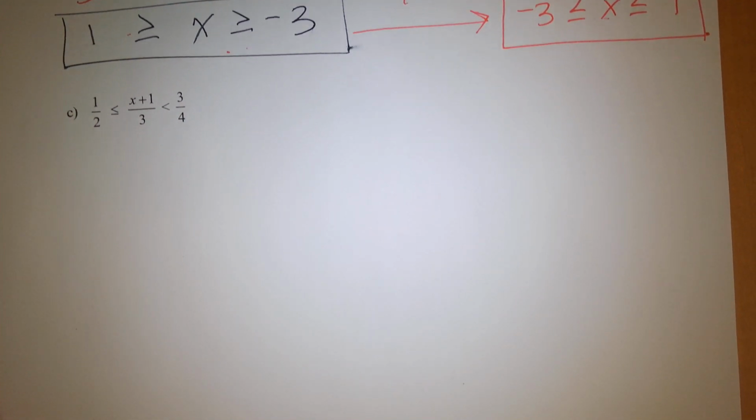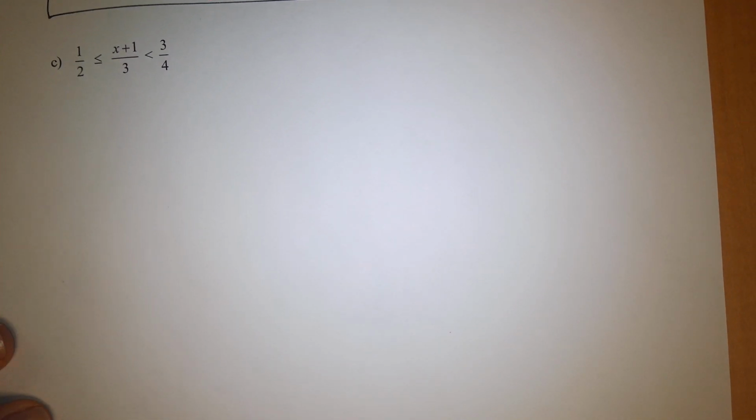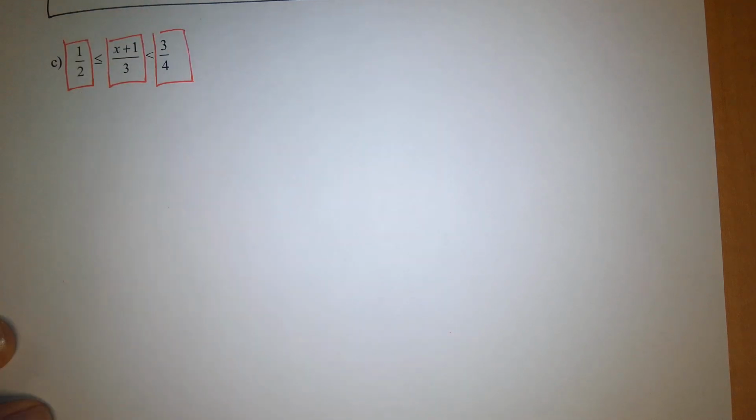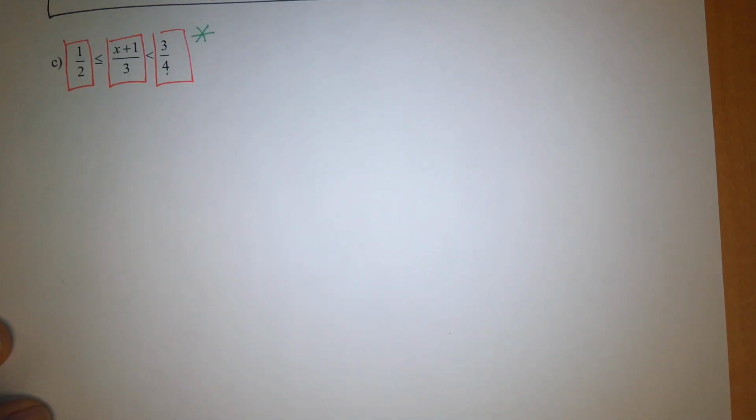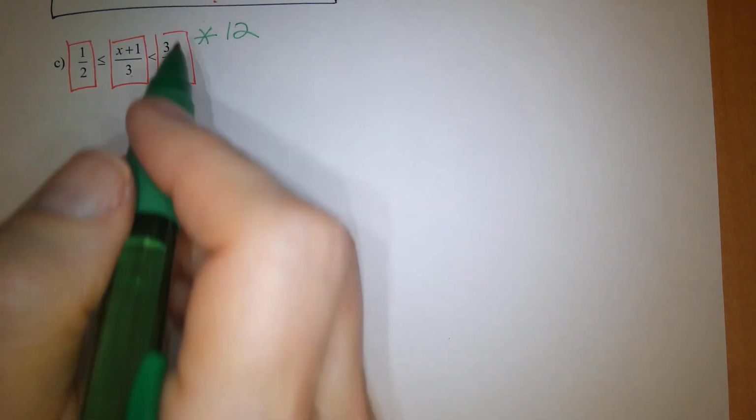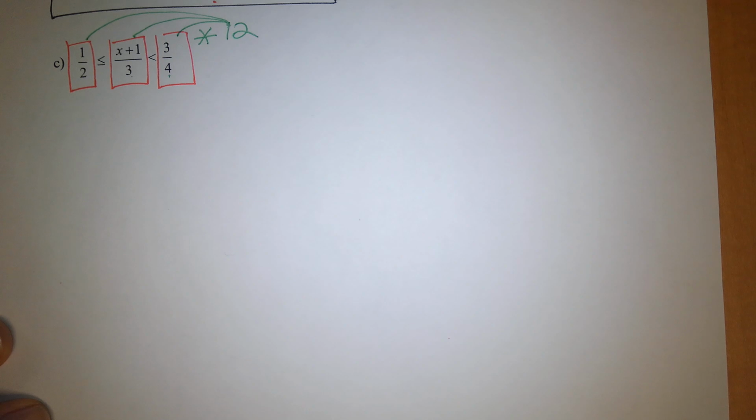One more problem. Again, we've got lots of fractions and 3 parts. You see all 3 parts to this inequality. So in order to get rid of all of these denominators, we're going to need to multiply all 3 parts by the common denominator. In this case, that would be 12. So we're going to multiply 12 to all 3 parts.